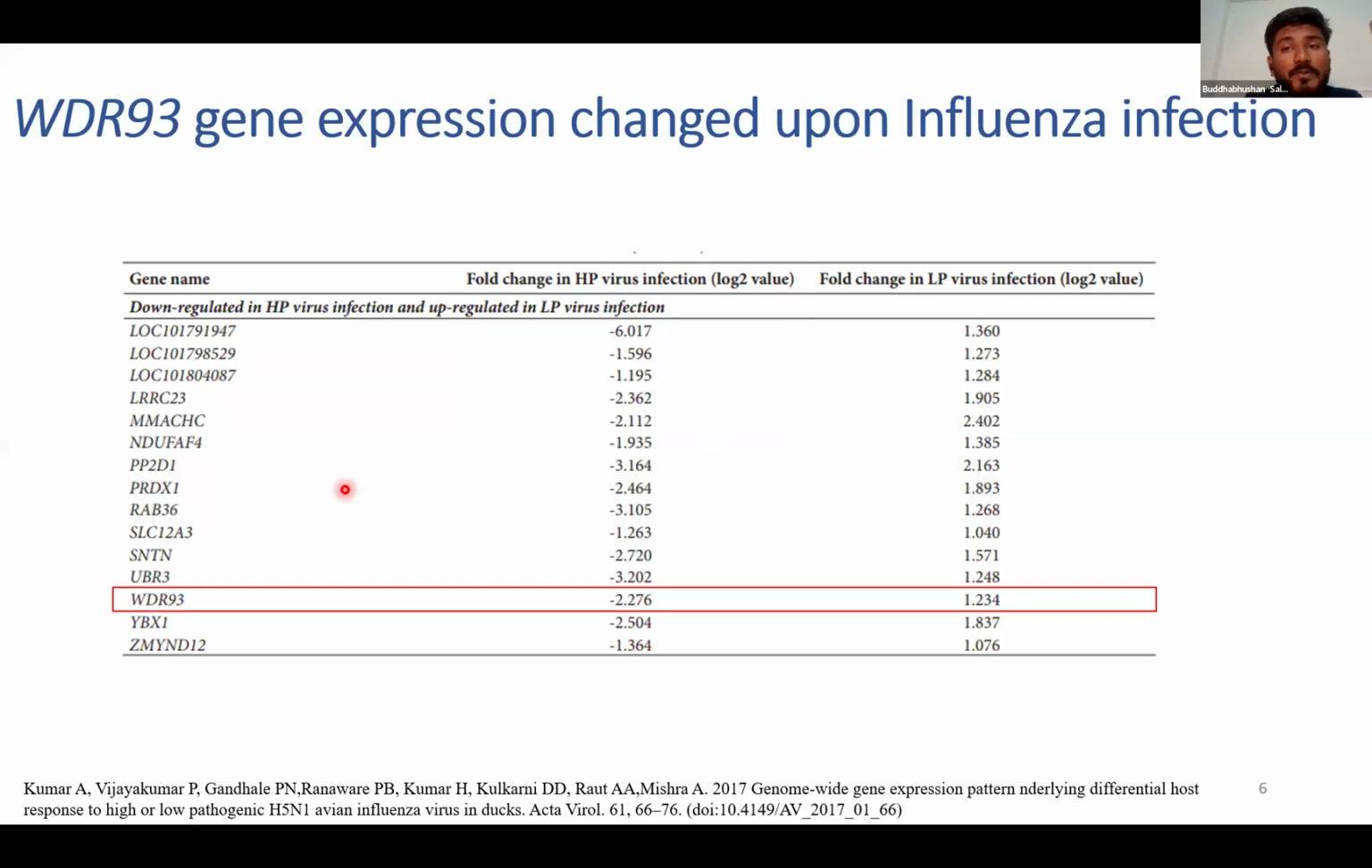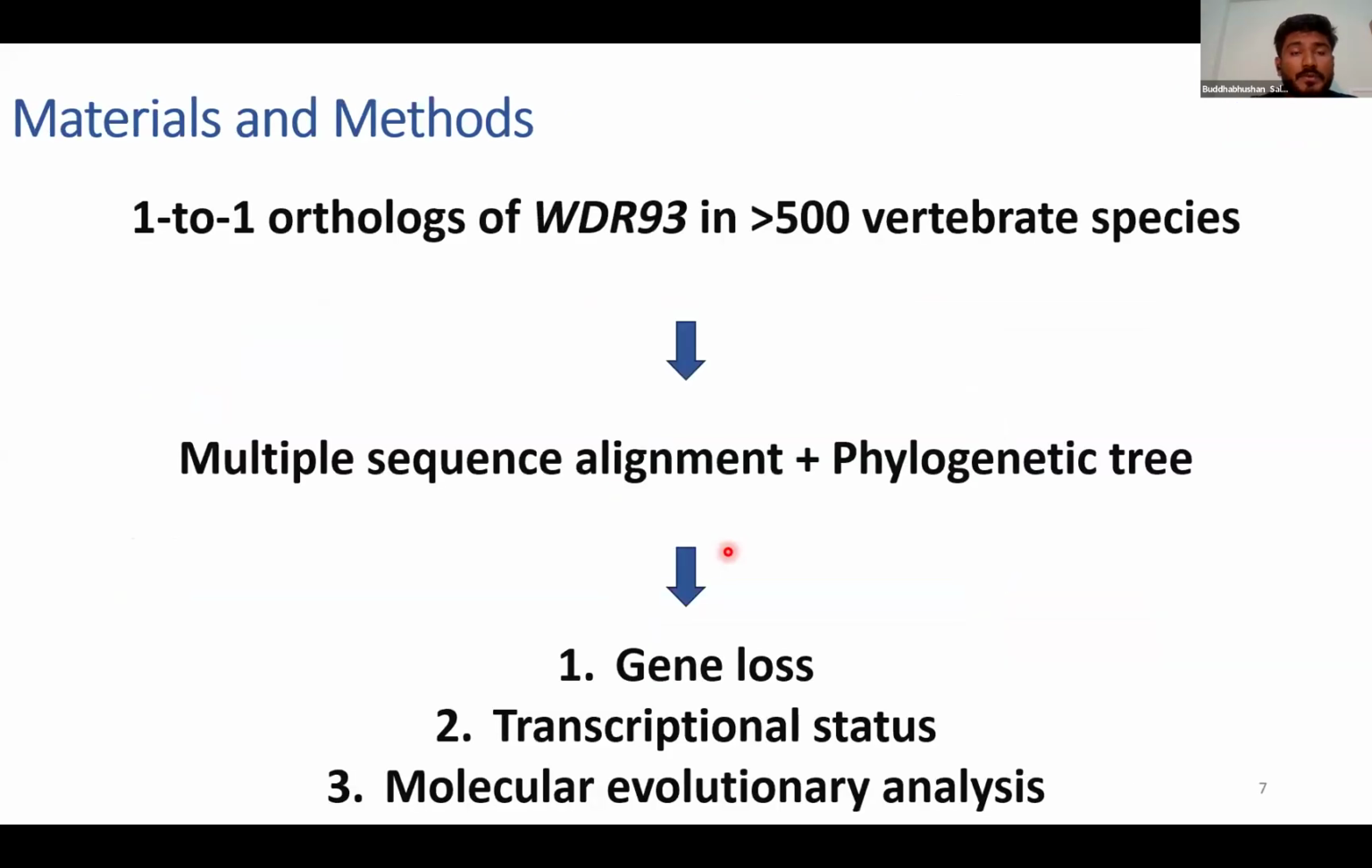Moving further, why did we look specifically at WD93? Here you will see that upon influenza infection, the expression of this WD93 gene gets modulated. Upon highly pathogenic infection it gets downregulated, and upon low pathogenic infection it gets upregulated, which was found by Kumar and Loeb.